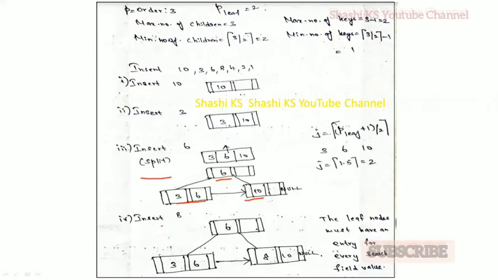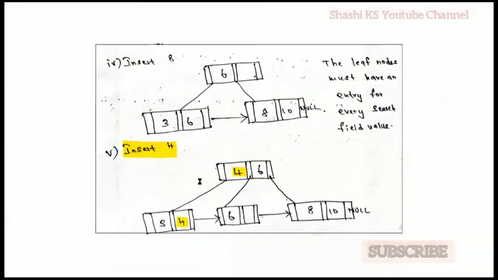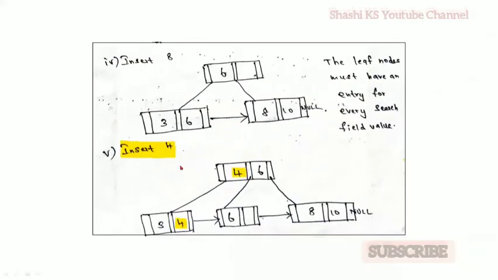Then next you try to insert 8. You don't have to split here. You can insert it here as 8 and 10. Next we try to insert 4. When we try to insert 4, it is a binary search tree, a generalization of binary search tree, so 4 has to be inserted to the left of 6. So it has to be inserted here in between 3 and 6 as 3, 4, and 6.